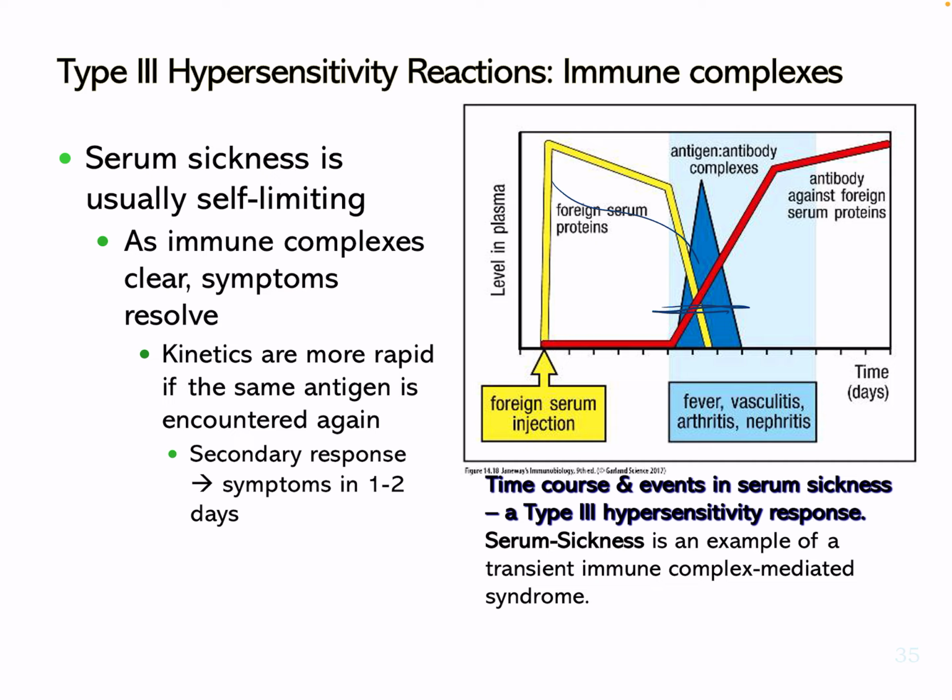Serum sickness is usually self-limiting. As immune complexes clear, symptoms resolve. So usually, if you were injected with something, so you form serum sickness, eventually the complexes will go away, so it's not permanent. It'll only be in the system for a certain amount of time. These kinetics are more rapid if the same antigen is encountered again. So in the secondary response, the symptoms go away in about 1 to 2 days. And serum sickness is an example of a transient immune complex-mediated syndrome.